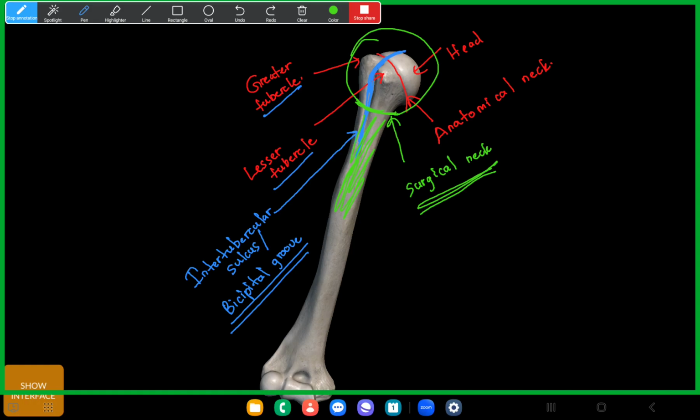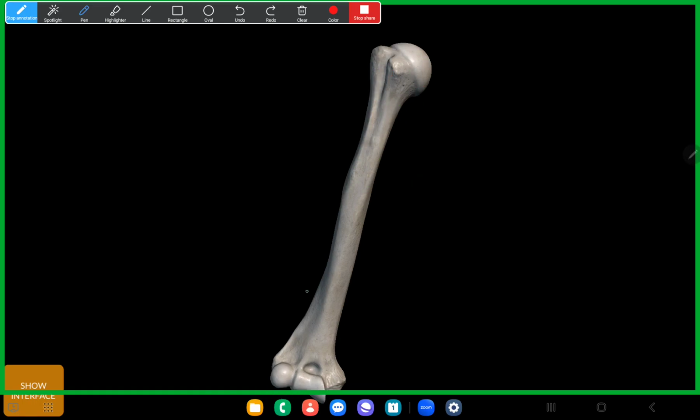So that is about the upper end of the humerus. Now let's see the features in the shaft of the humerus. Here in this area, it is the shaft of the humerus. If we take a cross section from the upper part, it shows a rounded or circular shaped cross section. And if you cut from the lower end, it gives a triangular shaped cross section.